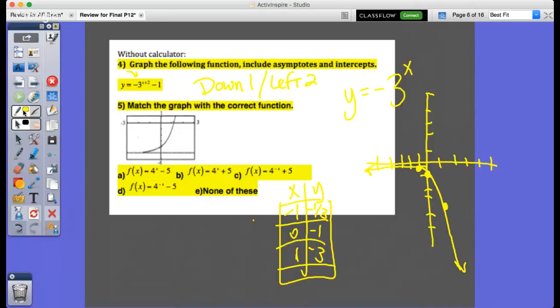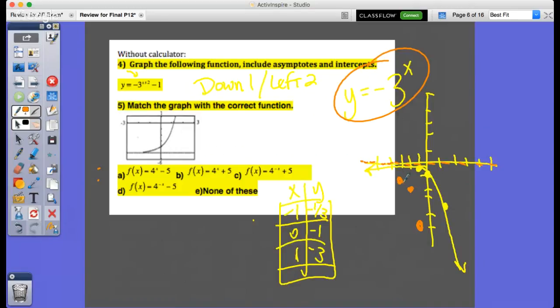Where's the horizontal asymptote? It's at 0 first, right? Then -1 with this one. Now, once I take this and transform it, each point is going to go down 1, left 2. I know my graph is off, but that's okay. Down 1, left 2. So it's about right there. Down 1, left 2.